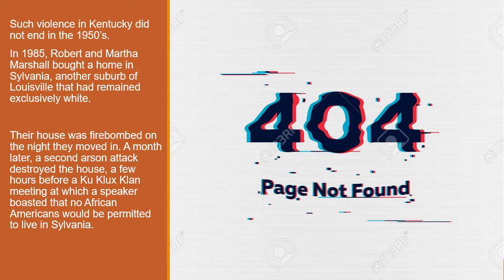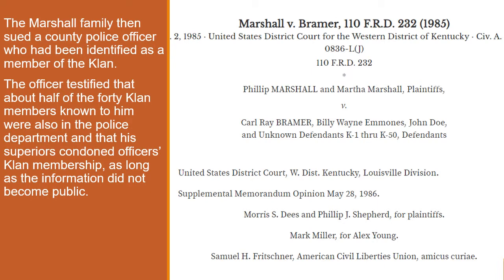fairly terrifying. The Marshall family then sued a county police officer who had been identified as a member of the Klan. The officer testified that about half of the 40 Klan members known to him were also in the police department, and that his superiors condoned officers' Klan membership as long as the information did not become public.